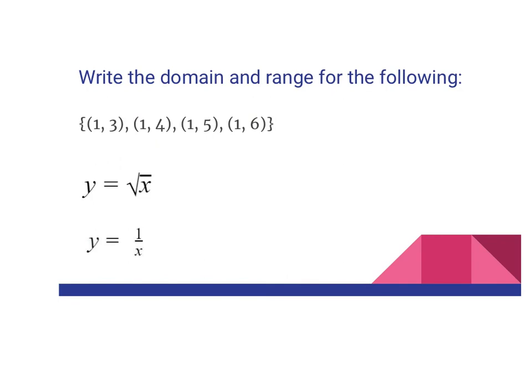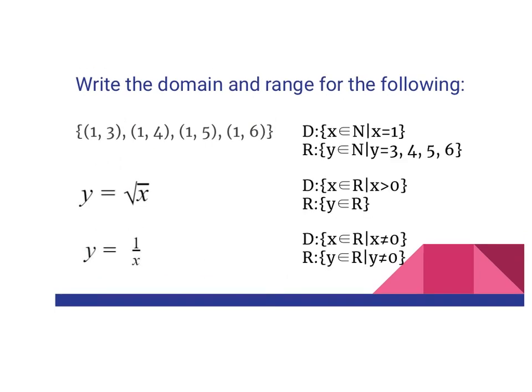So here, write the domain and range for the following. When you're writing domain and range, remember you need to consider what number family. So this is counting numbers. And so we are in the natural number family because there are no negatives. And we can see that x is only equal to 1. So x is in the natural family such that x is equal to 1.